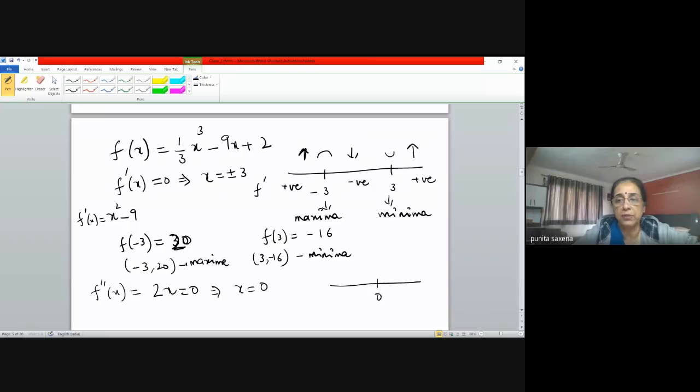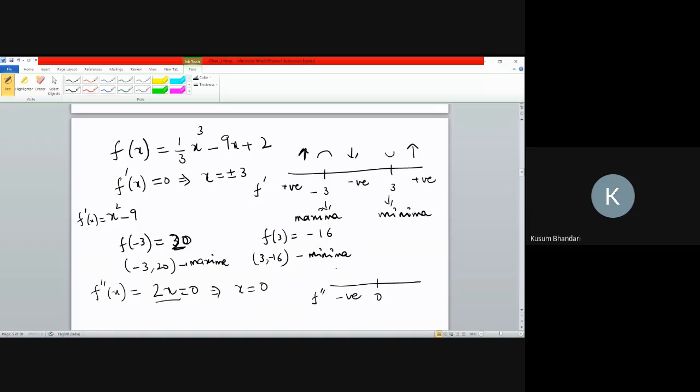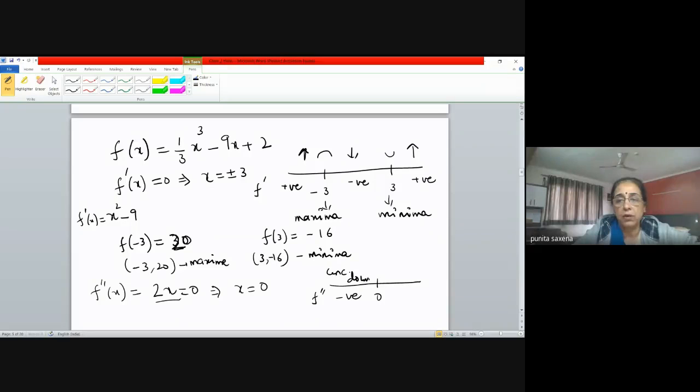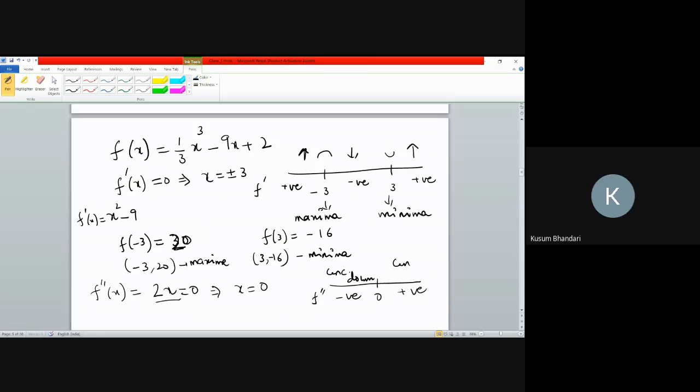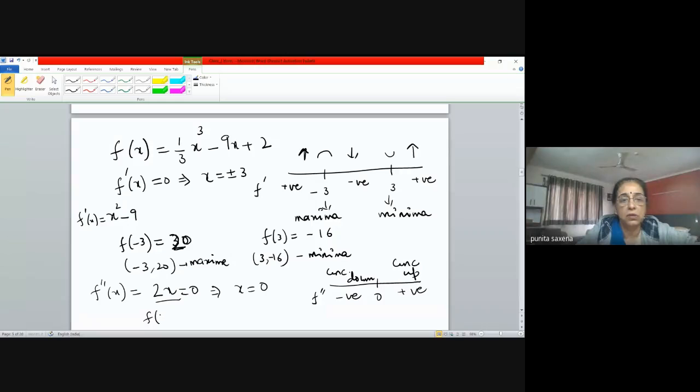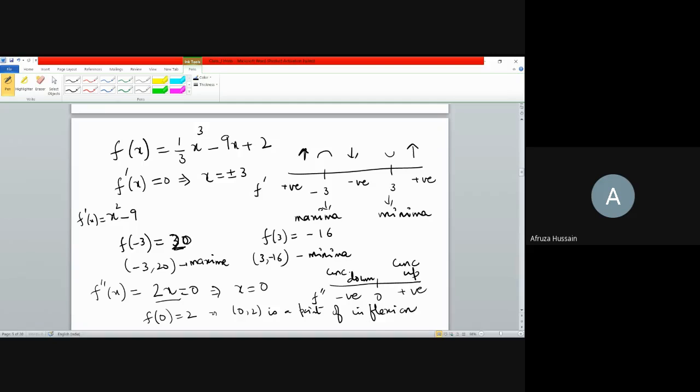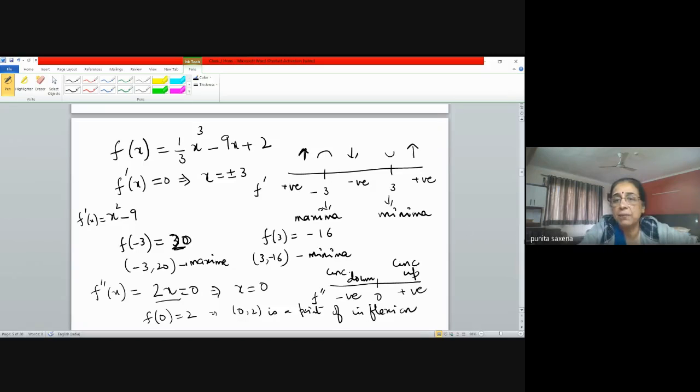Now see what happens. For x less than 0, what is the sign of f double dash? Negative, so it's concave down. And for x more than 0, it's positive, so it's concave up. And when x is 0, the value of the function is 2. So that means (0, 2) is a point of inflection. ठीक है ना? तो इसमें हमारे पास मैक्सिमा भी है, मिनिमा भी है और इन्फ्लेक्शन पॉइंट भी.